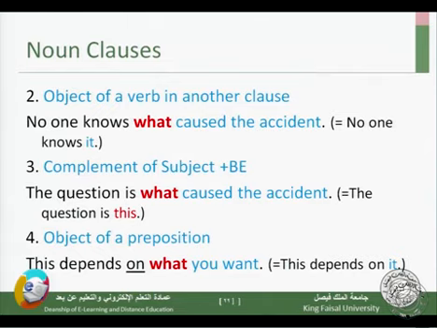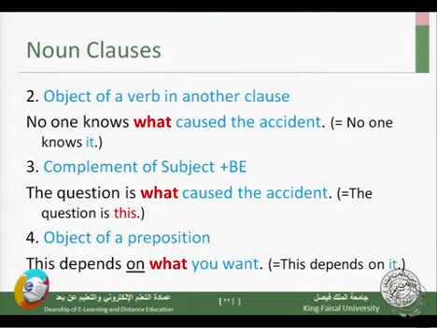In this case, we used a subordinate clause, a WH clause, to give the object of the verb. So no one knows what caused the accident. We can say no one knows it, or no one knows that. So we can replace it with an NP. What caused the accident is a subordinate clause, a WH clause, which is one of the types of noun clauses, and it is the object of the verb knows.